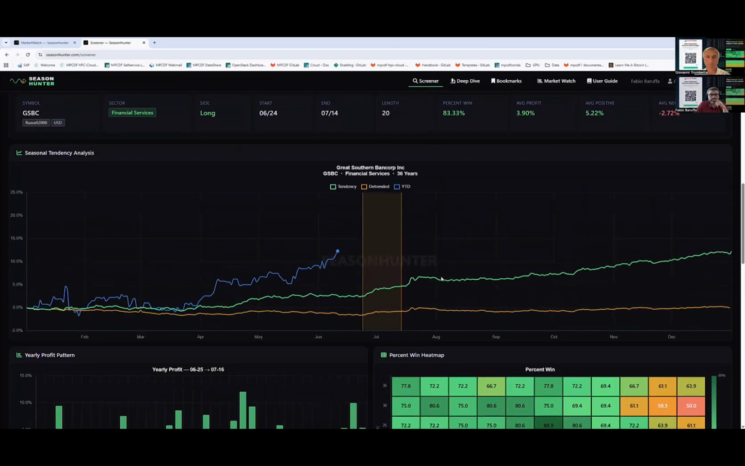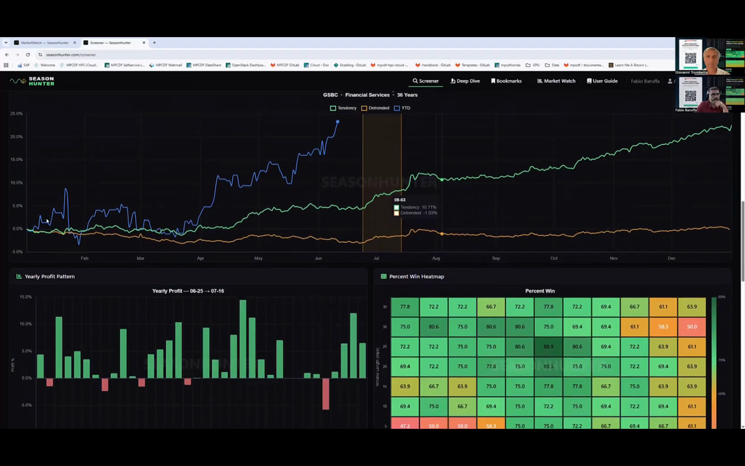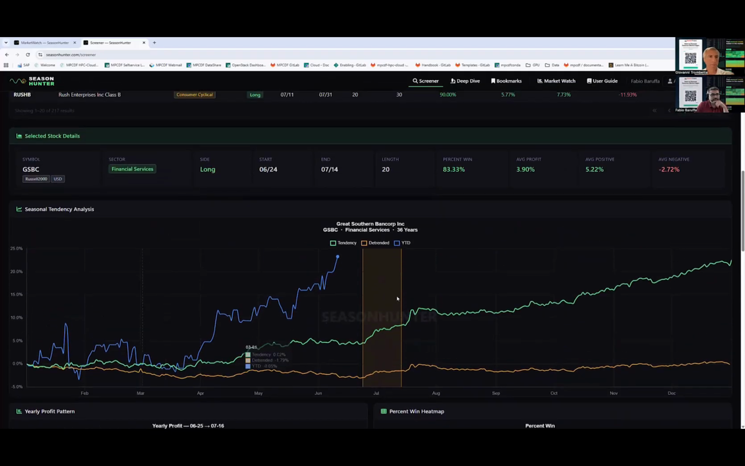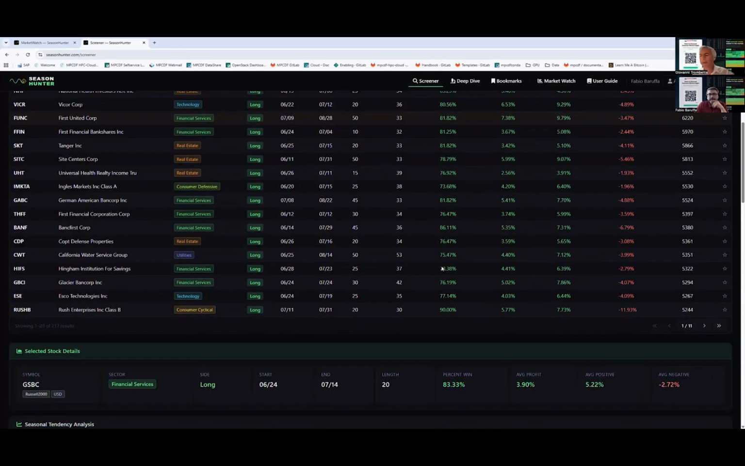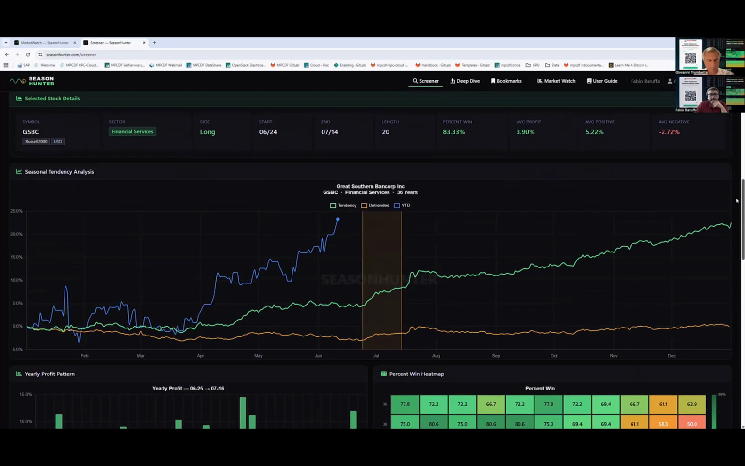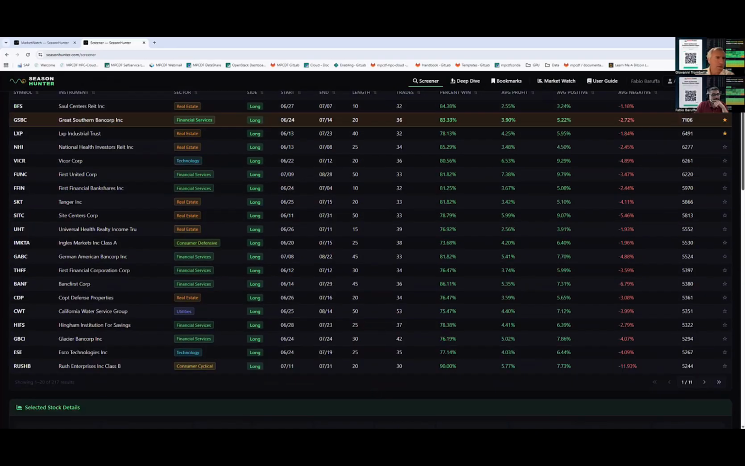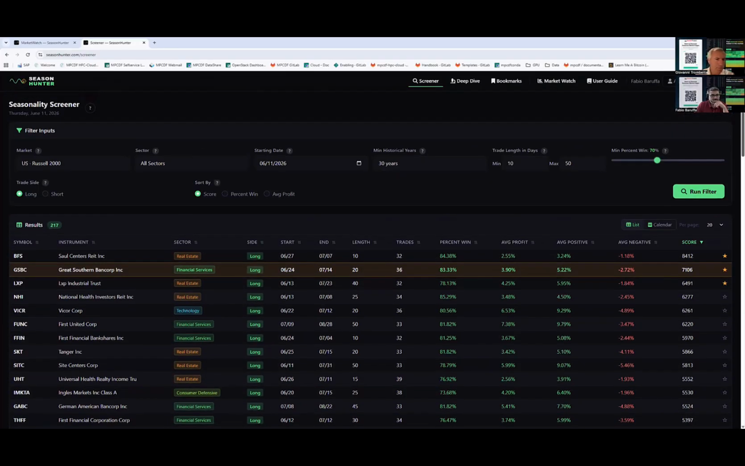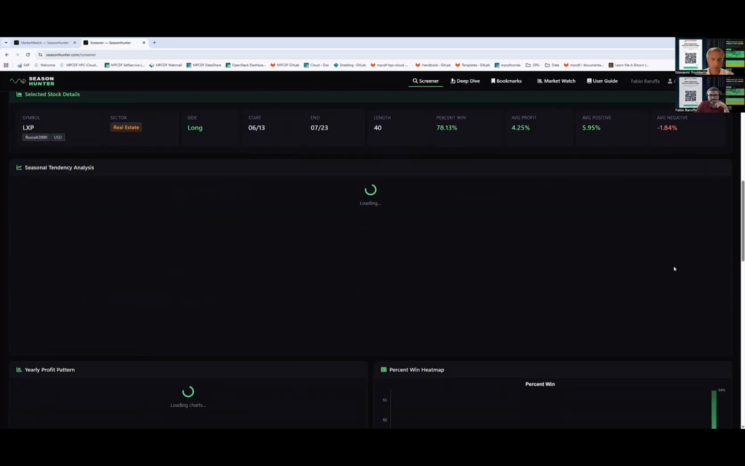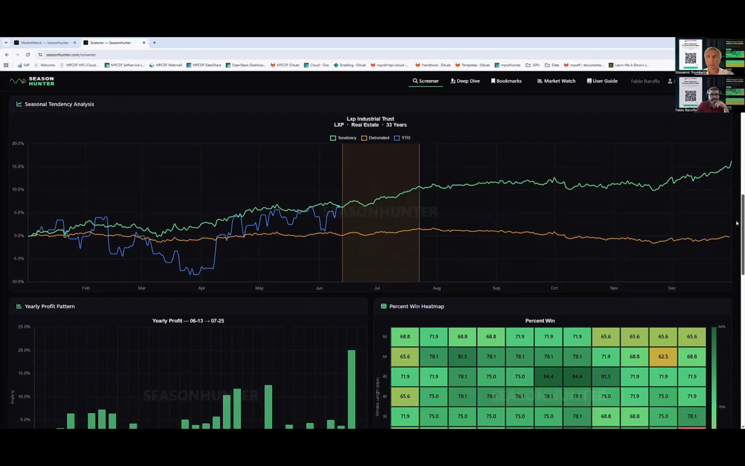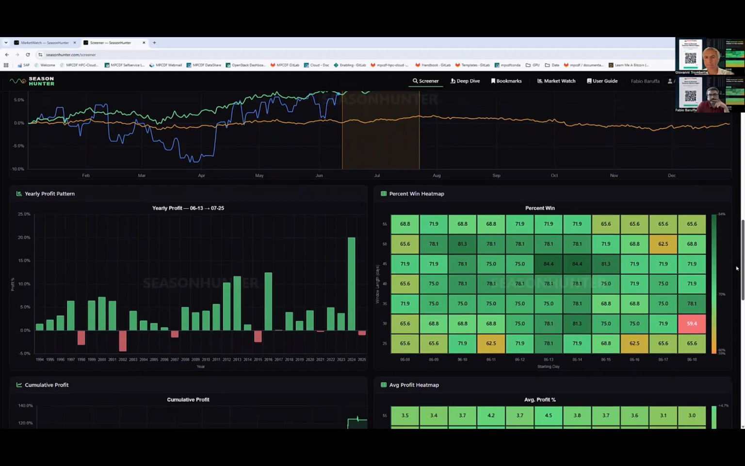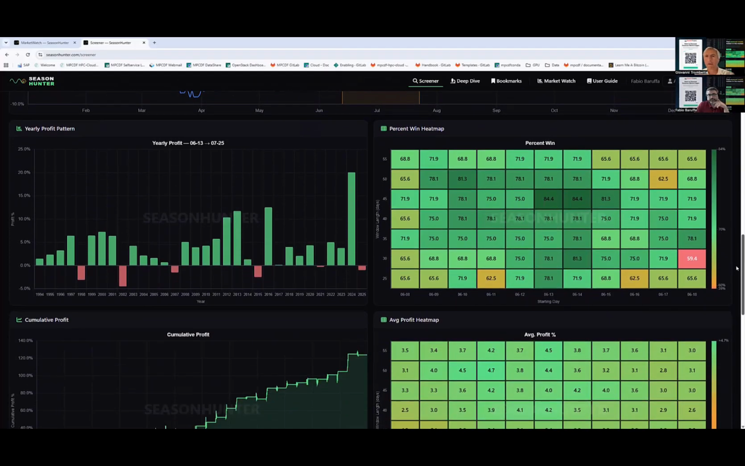So this is 20 days, the one from GSBZ. What's the name? Great Southern Bancorp. Then I have another one that I was pointing out before. Let's see the list. If I find LXP, the third one. Yeah, LXP Industrial Trust. This is a longer opportunity, but very, very stable for percentage win heat map. Yeah, just take note for the next days.